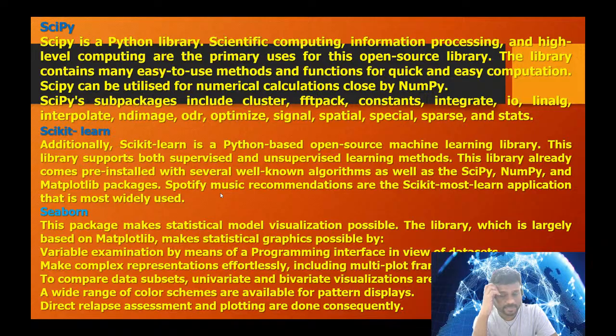Additionally, scikit-learn is a Python-based open source machine learning library. This library supports both supervised and unsupervised learning methods. Here the terms supervised and unsupervised come up. What is the meaning of supervised and unsupervised? And there is another one, reinforcement learning. Whenever these terms come up, their meaning is very simple. Supervised means you know the output of everything.